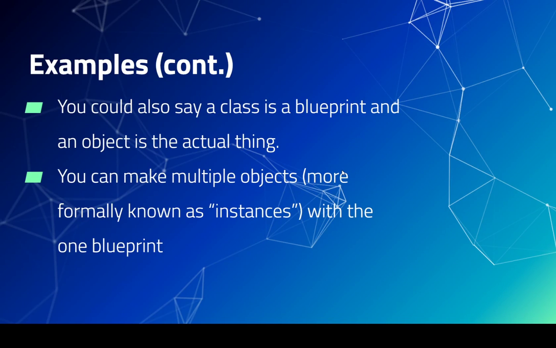We already talked about this, the blueprint versus the actual thing. So the blueprint is the class and the object is the actual thing. So with one blueprint, you can make multiple things. Those things are called objects, and the blueprint is called a class. You can also call objects instances of the class. That's the more formal name for them.